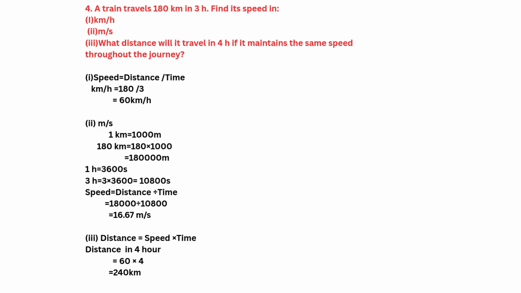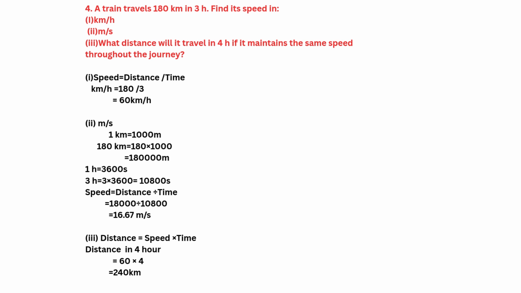Question number 4: A train travels 180 kilometers in 3 hours. Find its speed, first in kilometer per hour, second in meter per second. Third, what distance will it travel in 4 hours if it maintains the same speed throughout the journey? Already we know the formula, speed is equal to total distance divided by time taken.